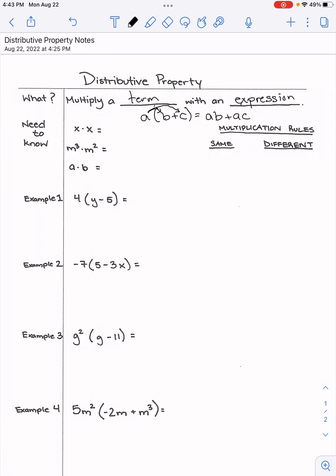Now, crucial here is sometimes I'll see students not put the positive sign, but we need to make sure that we separate these terms. There were two terms in our grouping symbol. There will be two terms after you multiply, considering that there are no like terms.